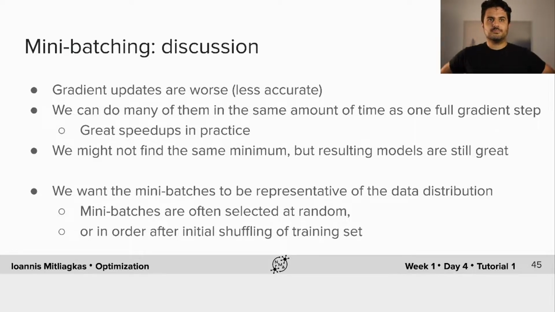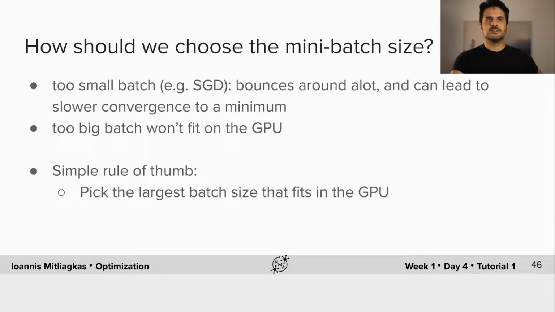So we want those mini batches to be representative of the true data distribution if we were to look at the whole data set, right? So mini batches are often selected at random, let's say with replacement or even without replacement from the full training set. Or we can select them in order after we have shuffled the training set. Okay, we do one shuffle and then we go in order. The statistics are a little bit different, but still work out generally well. Okay, so this is mini batching.